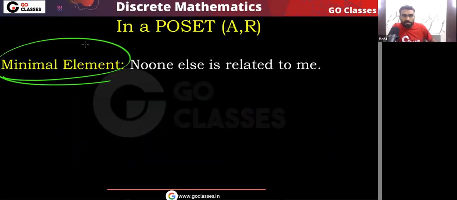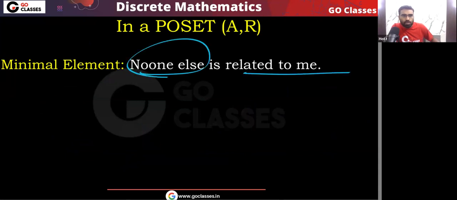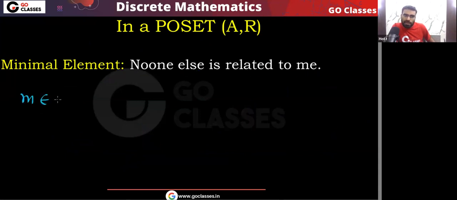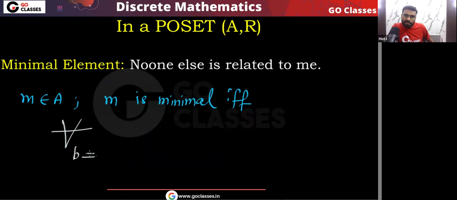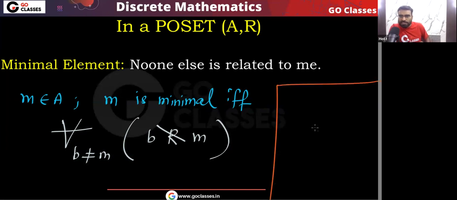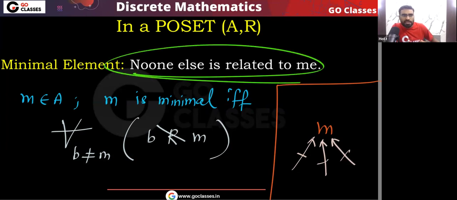What is the minimal element? Minimal element says that no one else is related to me. Again, M belonging to A. When can I say M is minimal? M is minimal if and only if for all elements B other than this small m, B is not related to M. So minimal element says that no one else is related to me.